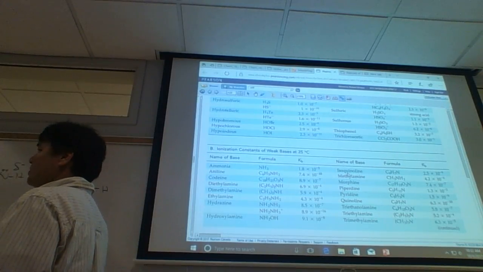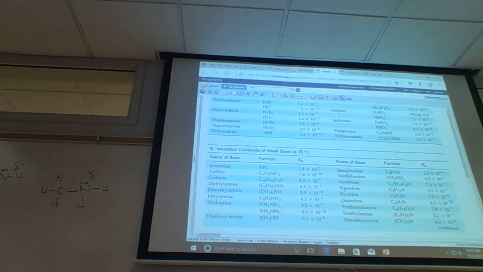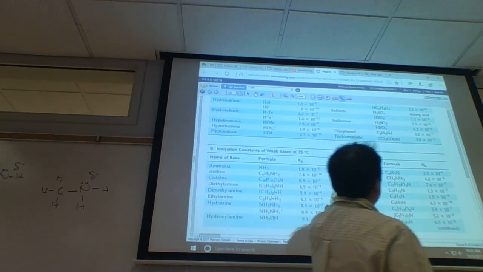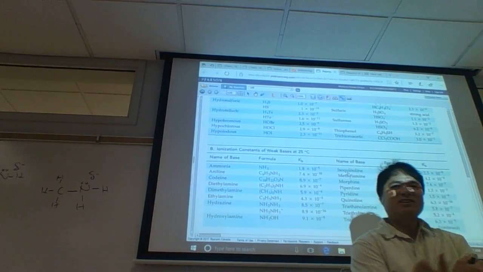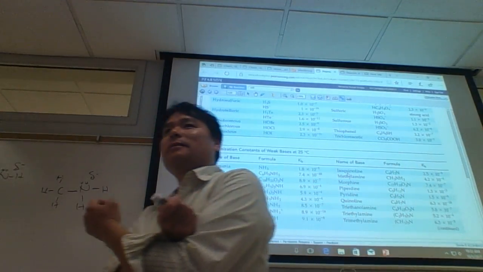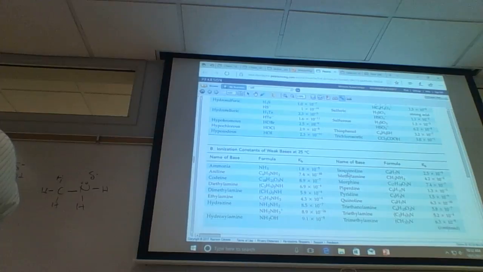It can't be right because methylamine is stronger. So why is methylamine stronger? Methylamine is a stronger base. It's 10 times stronger than ammonia. Why? Well, is it 10 times? It's more than 10 times stronger than ammonia. Shoot. I can't use that.